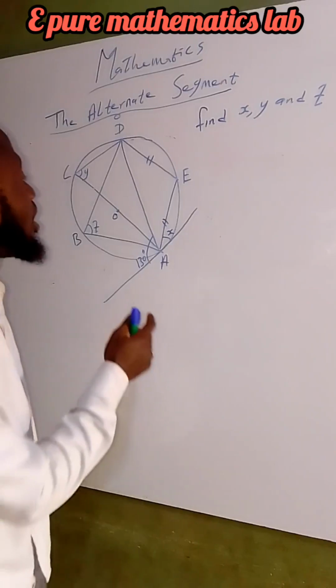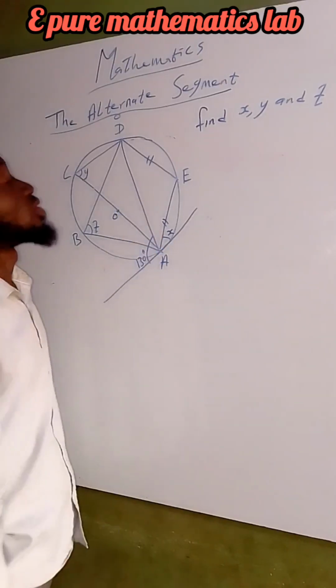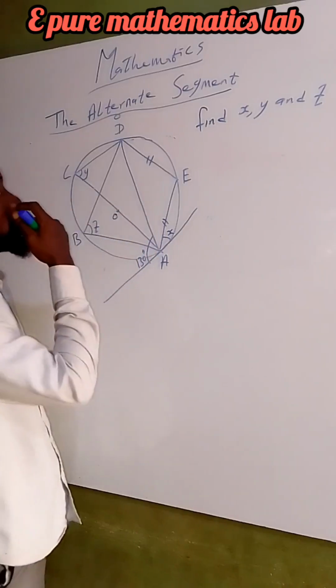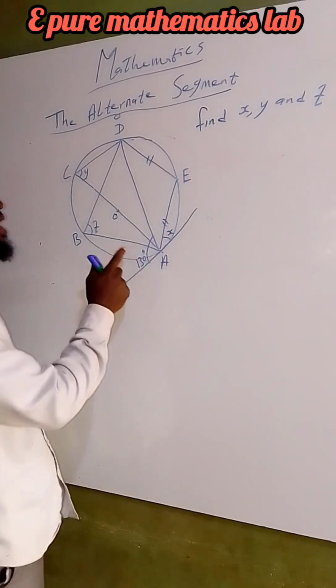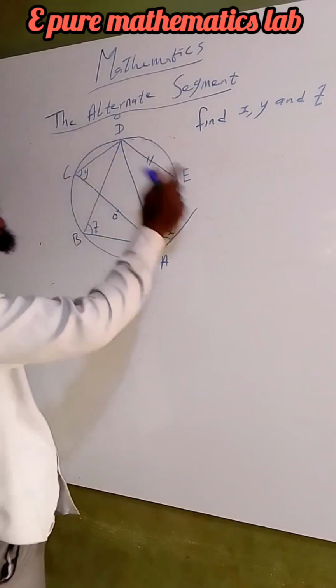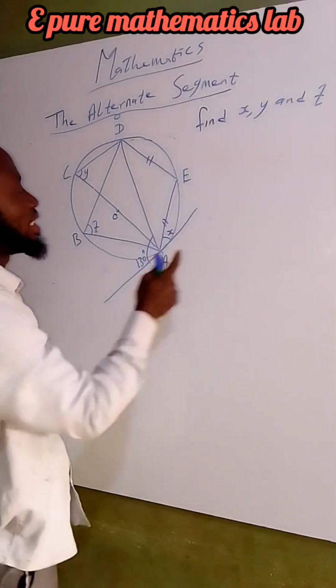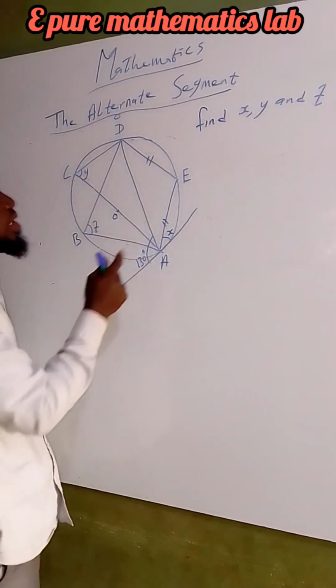Today we want to give an example on circle geometry. Now look at this diagram. We have a tangent at the point of contact A, and the circle A, B, C, D, E. The question is asking us to find the value of x, y, and z. We have x here, we have y here, and we have z here.